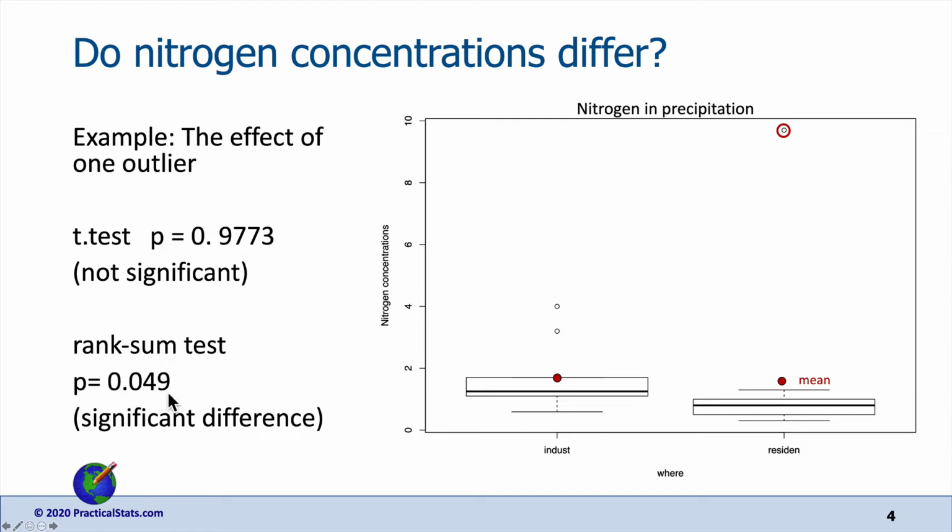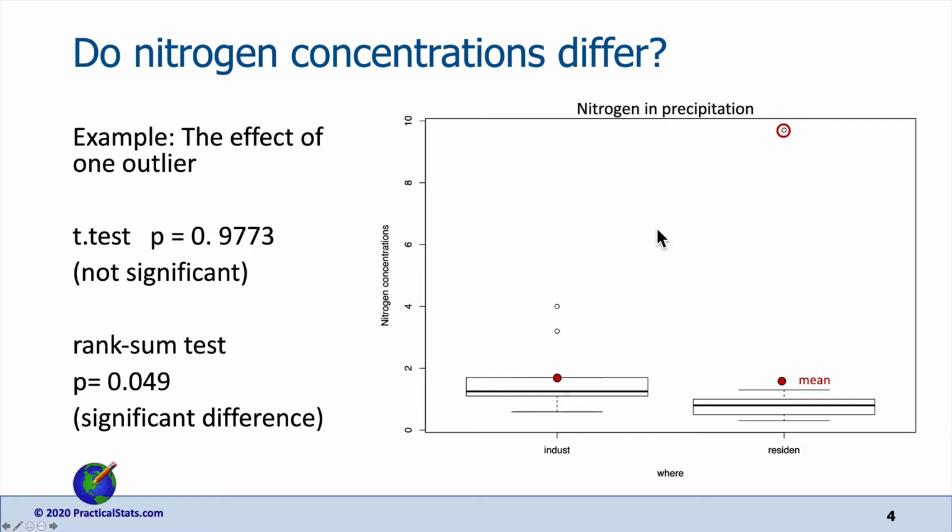And so we get back a p-value of 0.049. We would declare that the two are different, and that the industrial group generally gives you higher concentrations than the residential group. The outlier in the residential group just counts as one other observation. It is not unique in its influence on the result. It has the influence of 1 over n.